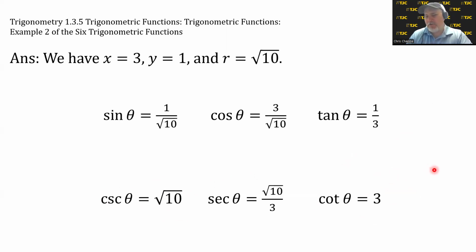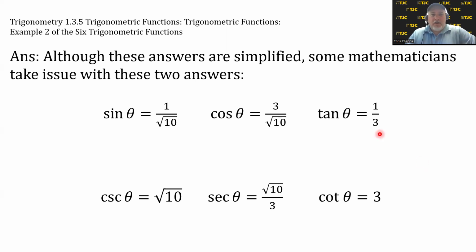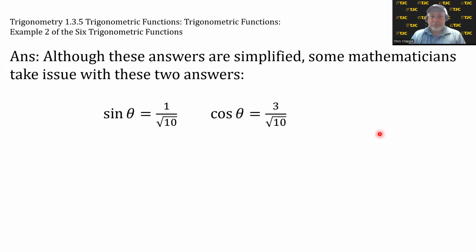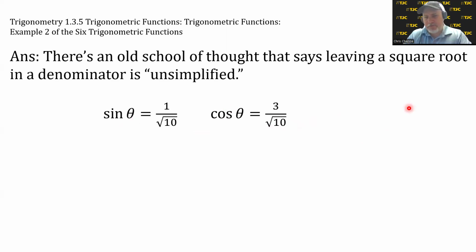But you may not know that there's more that can be done. Whether or not you're expected to do it depends upon your professor and the homework platform you're using. I'm going to expect this of my students. The 2 answers that some mathematicians take issue with are sine and cosine. Not because they're sine and cosine, but because they have a square root in a denominator. There's an old school of thought that says leaving a square root in a denominator is, quote unquote, unsimplified.